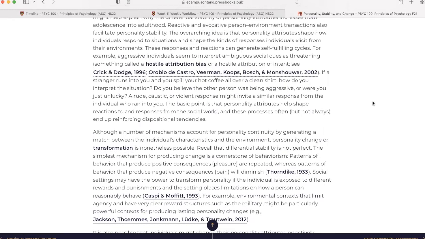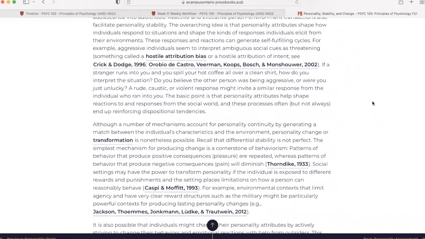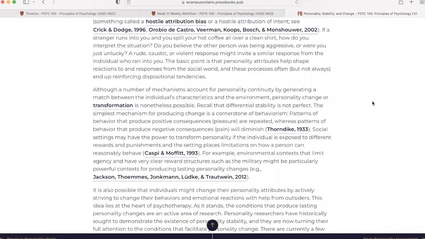Do you believe the other person was being aggressive, or were you just unlucky? A rude, caustic, or violent response might invite a similar response from the individual who ran into you. The basic point is that personality attributes help shape reactions to and responses from the social world, and these processes often, but not always, end up reinforcing dispositional tendencies.